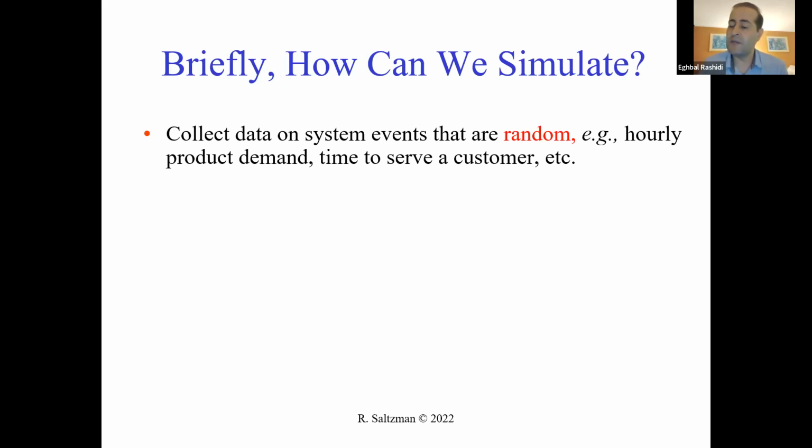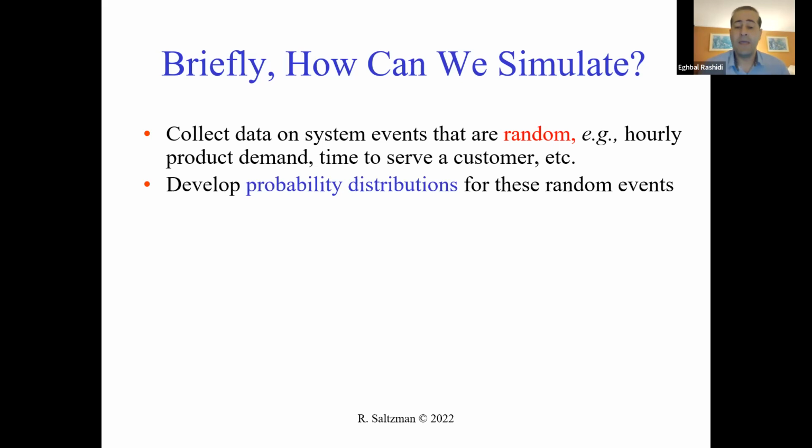Again, we're going to study that to see, based on our statistical knowledge, what kind of distribution it is. Is it a normal distribution, for example? Is it an exponential distribution, Poisson distribution, and so on and so forth. So, for example, we're going to get data for hourly product demand or time to serve a customer or whatever other parameters you want to study for the system. Then, based on our observation and our knowledge of the system that we gather, we develop a probability distribution for the random source or the random event or the random variable from the system.